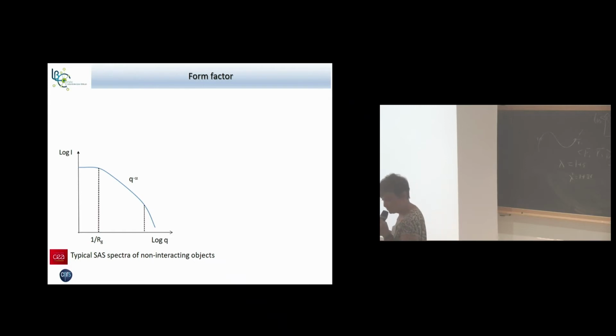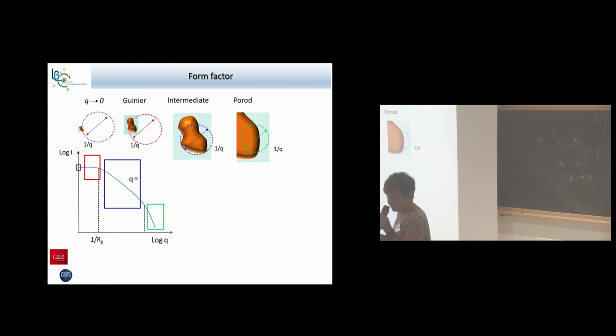Now I speak about the form factor. It is dilute. So generally, when you are looking at a dilute solution of something, or dilute things in the matrix, typical small angle spectra are like this. They are decreasing. And we look at different parts of this curve to get some interesting parameters.